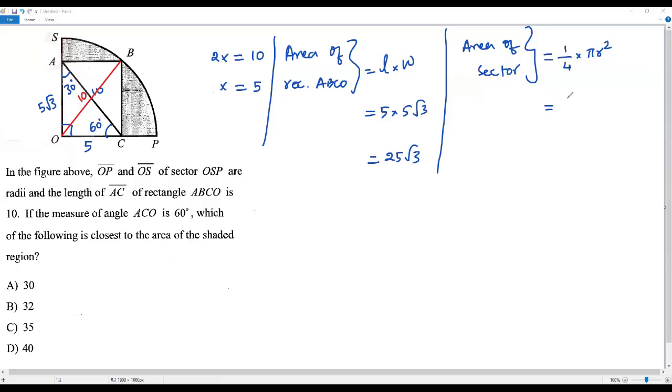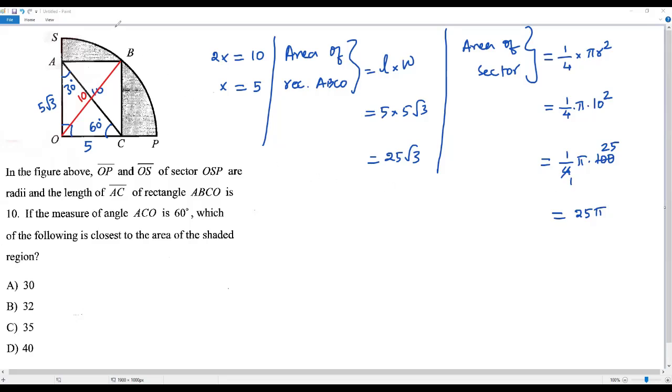Okay, now 1/4 times pi times r, where r represents the radius. We got the radius of the circle, that is 10. Actually, it is the length of the diagonal of the rectangle. 10 squared. Then we get 1/4 times pi times 10 squared, which is 100. 4 goes into 4 one time, and 4 goes into 100 25 times. I am getting 25 pi as the area of the sector.